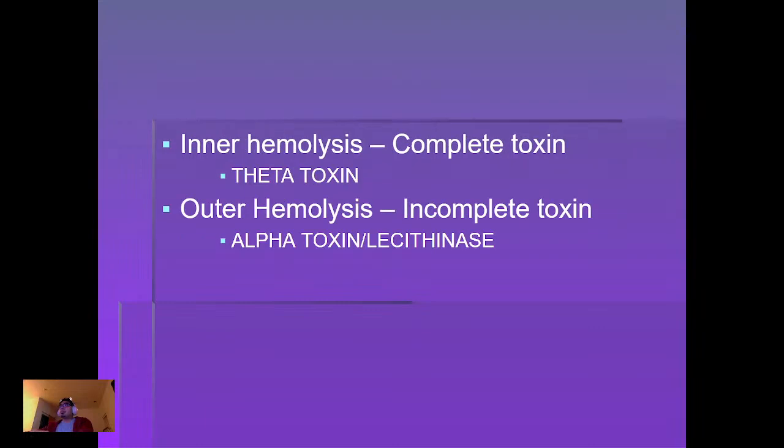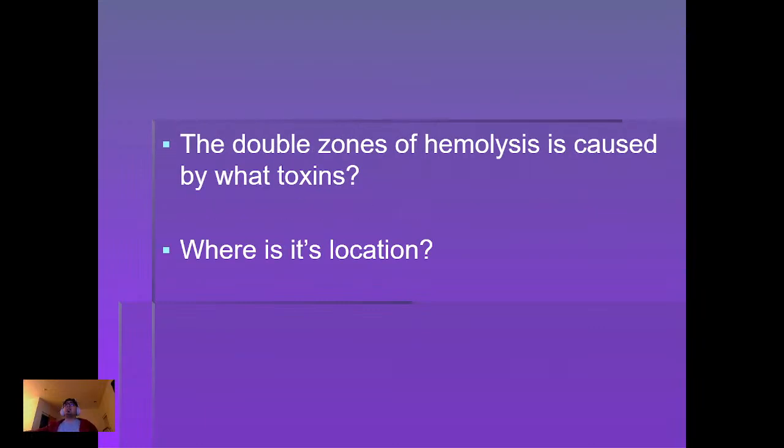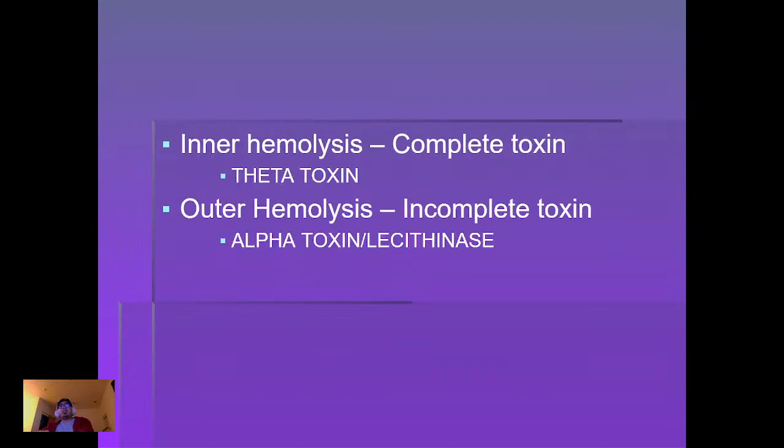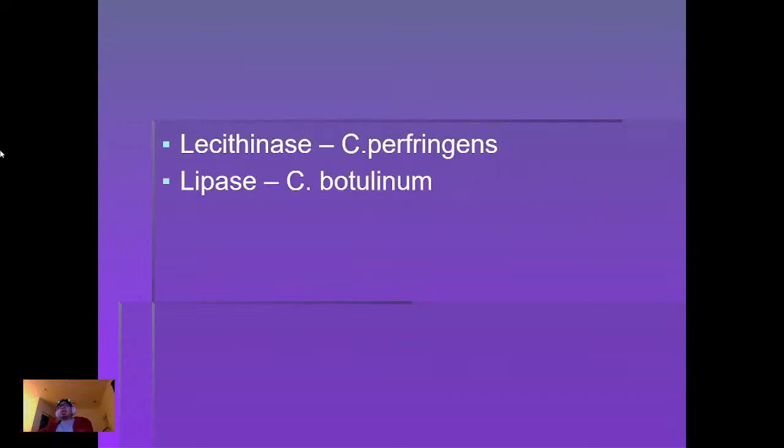Okay? The double zone of hemolysis, by the way, class, we're coming back to the double zone of hemolysis. It is caused by what you call theta toxin. The inner hemolysis is complete hemolysis, and that's what we call the theta toxin. The outer ring of the hemolytic pattern is brought about by the incomplete toxin, which is lecithinase, also known as the alpha toxin.